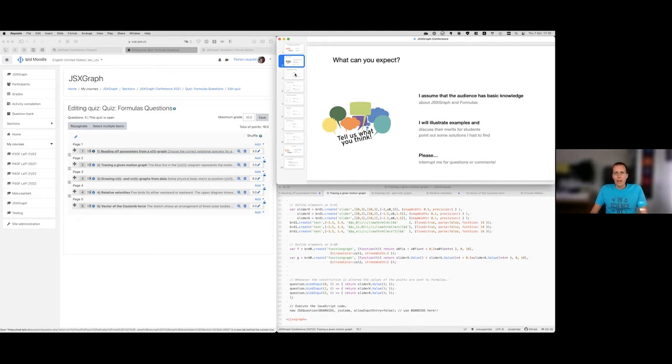So let's dive right in. I've prepared a couple of examples as questions, and then I'm going to show you a simulation that I've recently programmed for mostly illustrative purposes.